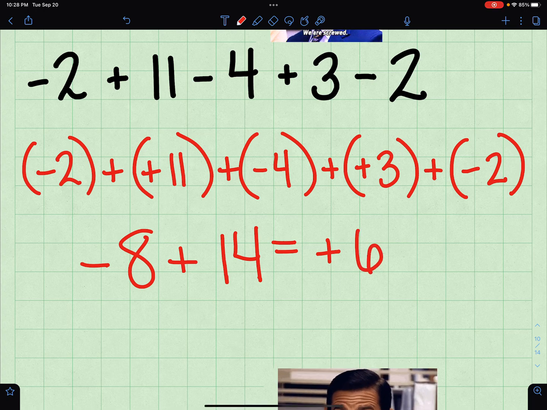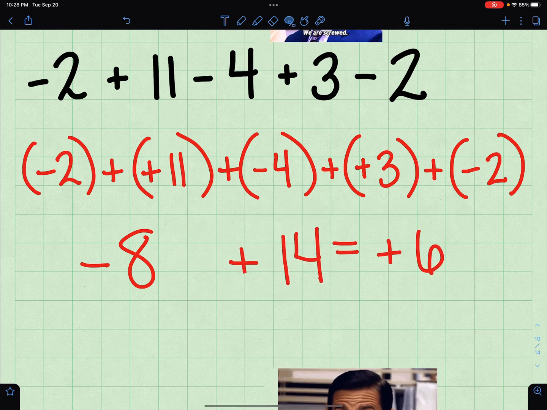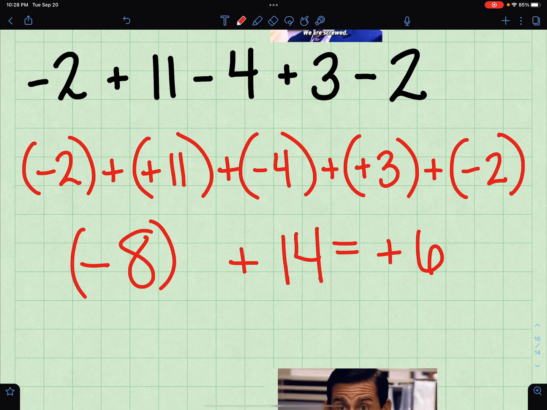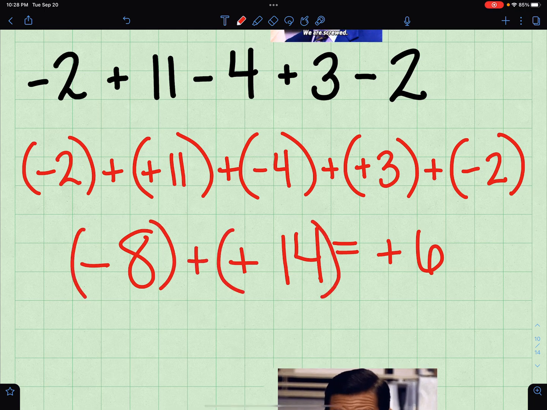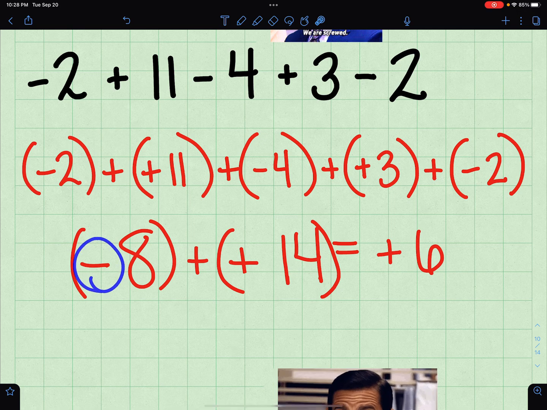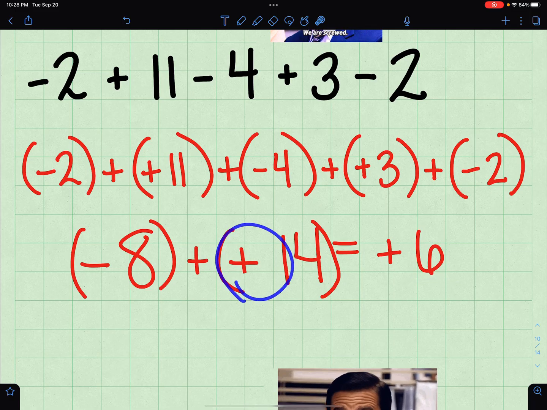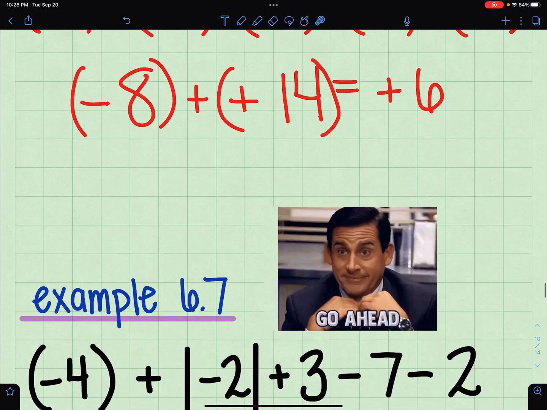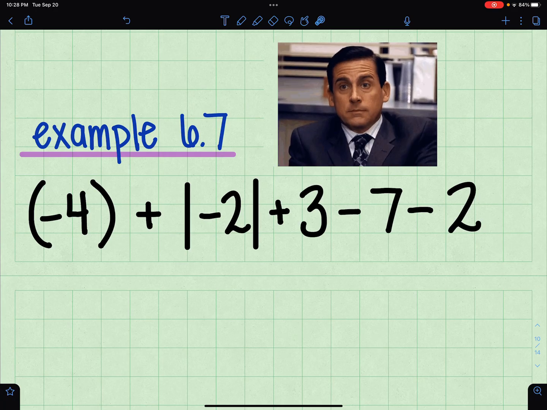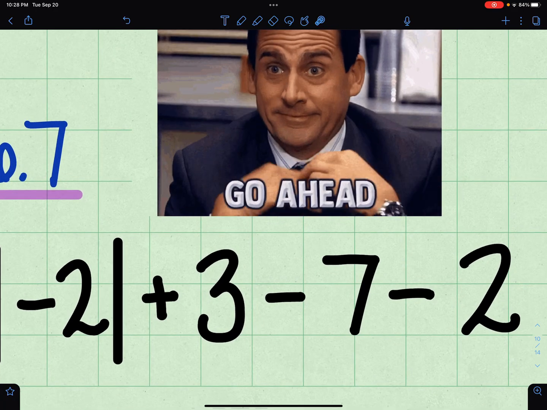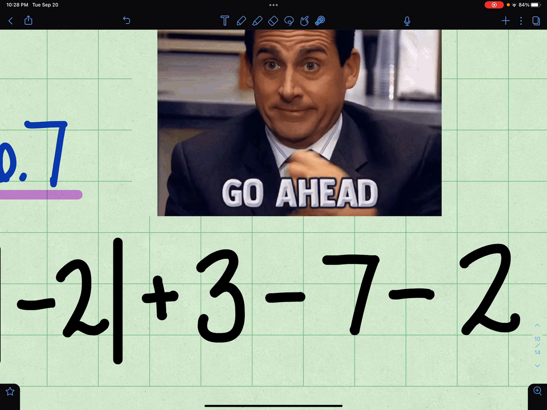I didn't use the rule on this second part, which I should have. I could think about this as -8 plus a +14, and then use rule number 2 because they have different signs. We end up with the difference between them, which is 6. The 6 gets the sign of the bigger number. So there you go. Okay, we're excited. Now you're starting to be excited about these problems, right? You're like, go ahead and challenge me because I can do it.